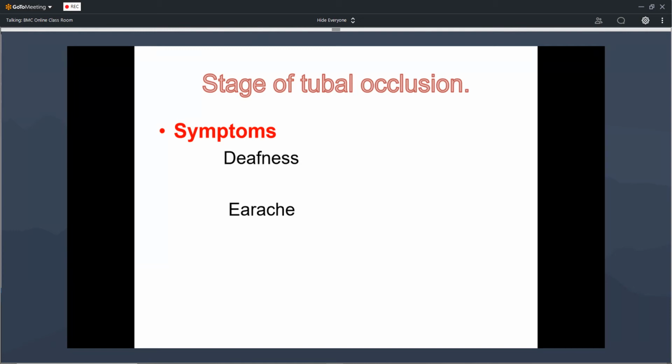First, coming to the stage of tubal occlusion. If there is a problem in the nasopharyngeal end of the eustachian tube, if there is blockage, then the patient will develop symptoms. Because of eustachian tube blockage, there will initially be negative pressure in the middle ear cavity and retraction of the tympanic membrane. In the initial stage, the patient feels deafness and earache. Mild deafness and mild earache will be there because of retraction of the tympanic membrane. So these two symptoms will be there.